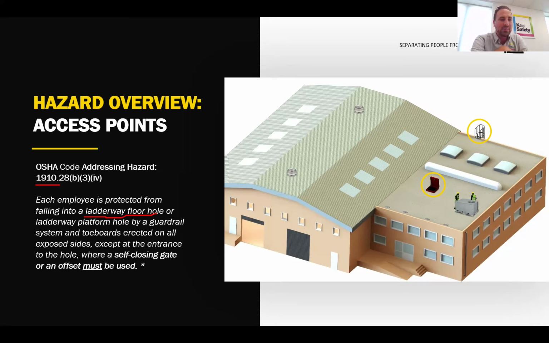Well, in this case, the floor is the roof. The floor is your walking working surface, which is the roof. And the ladder is coming up through a hole in the roof. What we would call it is a hatch, right? Circled on this photo on the right. We would say a roof hatch. OSHA says ladderway floor hole. Or a ladderway platform hole, which is where the roof is acting as a platform that I'm stepping onto and off of to get work done. And the ladder is on the side of that work platform. We would call it a fixed ladder on the side of a building.